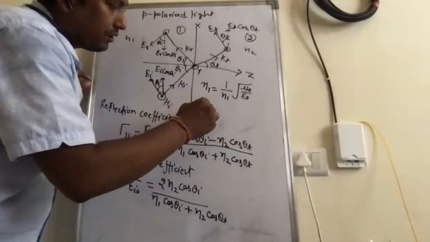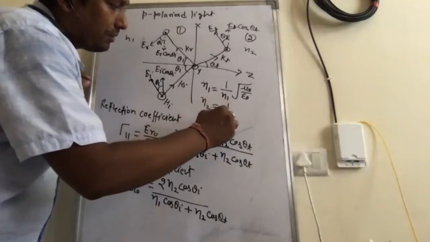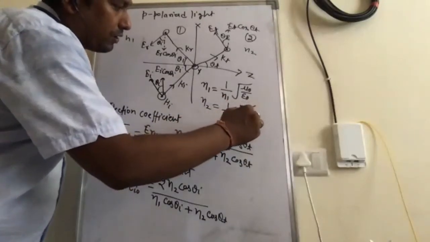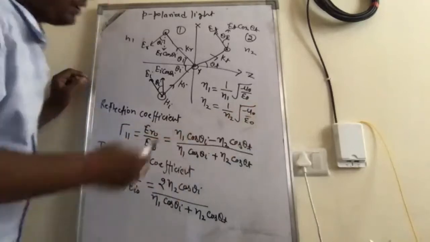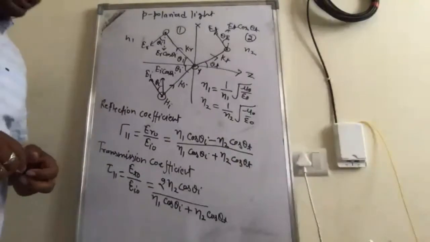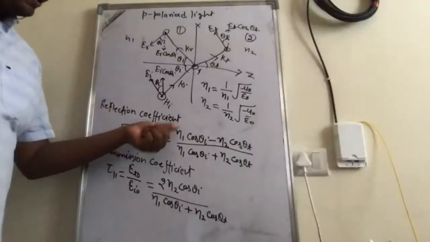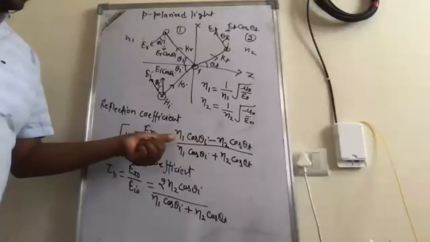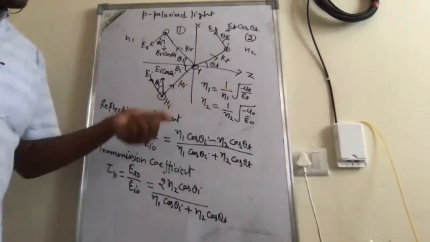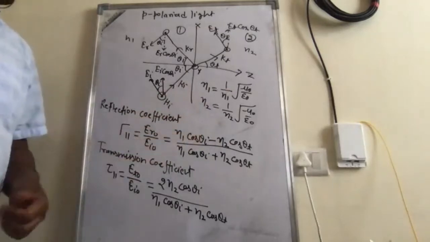Similarly, we can write for the n2. It will be 1 upon n2, root of mu naught by epsilon naught. We need to put it right. So as you said correctly, in the place of eta 1 you will get n2, and in the place of eta 2 you will get n1. Okay, by just solving this.